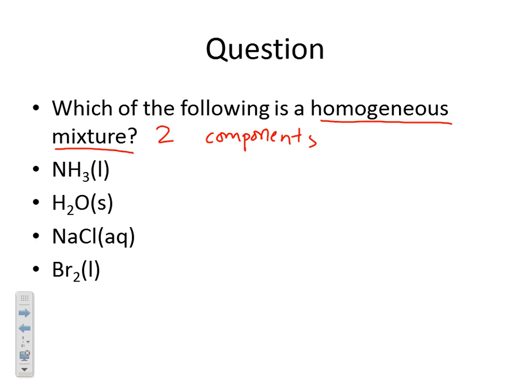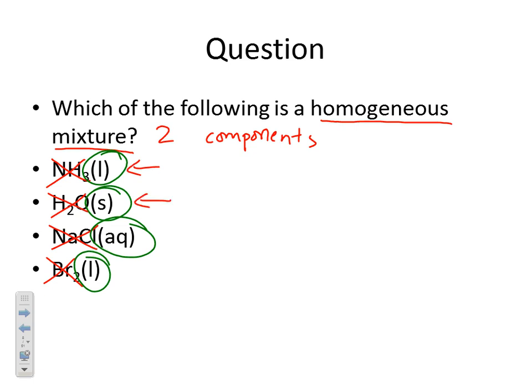Now, when we look at these options that we have, there's only one important part of each option, and it's actually not the compound. The compound out in front is completely irrelevant. What's important is the phase of matter that's listed next to it. A liquid and a solid, these only have one component. In this first option, NH3 liquid, you only have NH3. You don't have anything else. It cannot be a mixture. Likewise with solid water. With solid water, the only thing we have is water, and that's it.